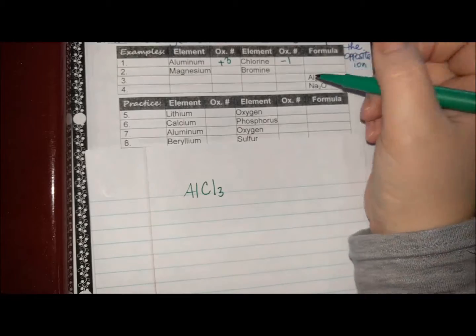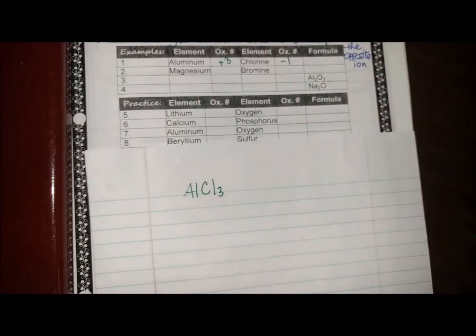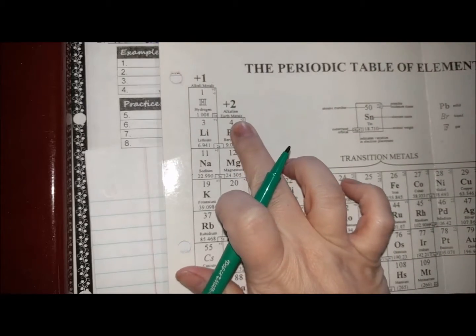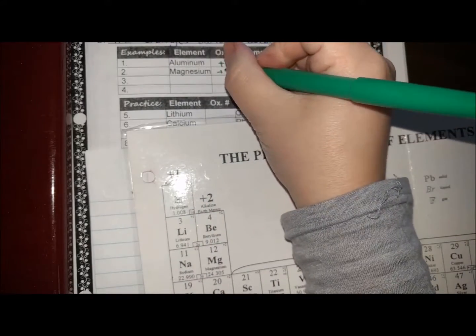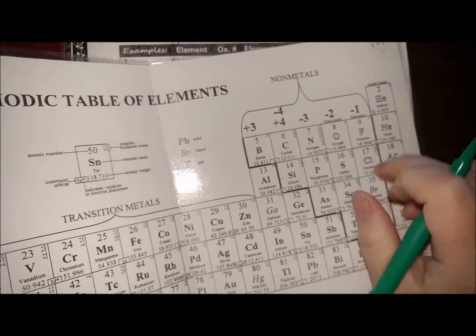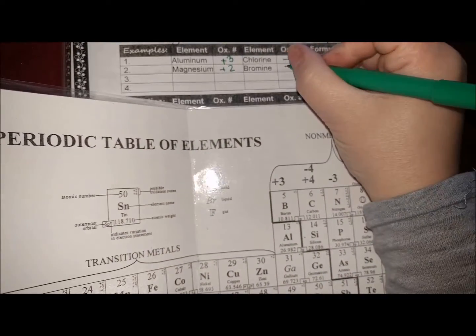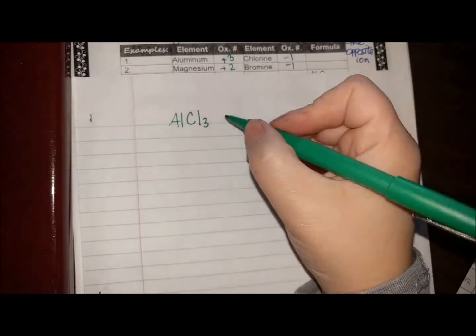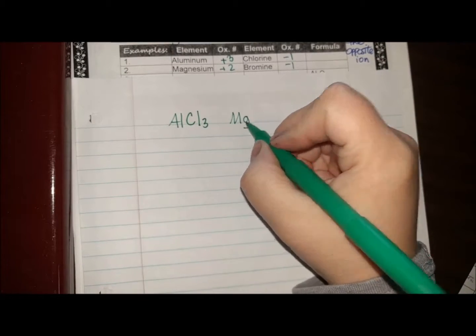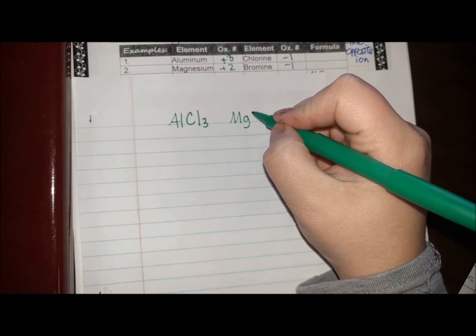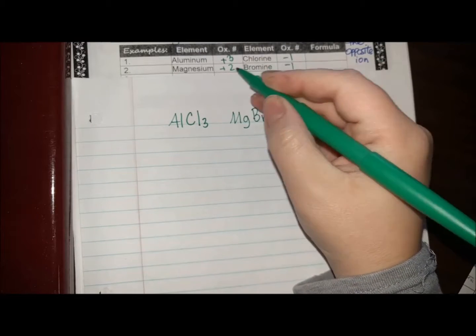So let's try magnesium. Magnesium's right here, +2. And bromine is over here, that's -1. So again, we're going to write the positive one first. We're going to look over here, that's going to tell us how many we have. We have 1, and then we're going to write the bromine, and we're going to look over here, and that's how many we have.